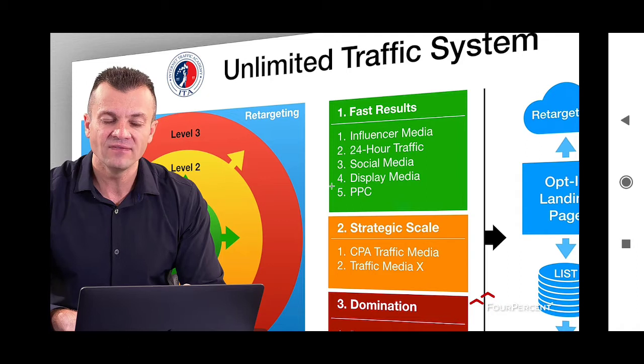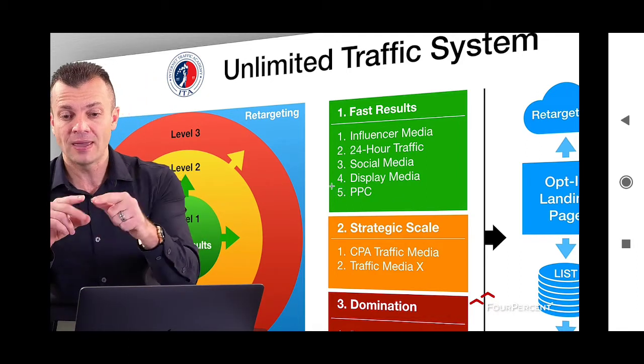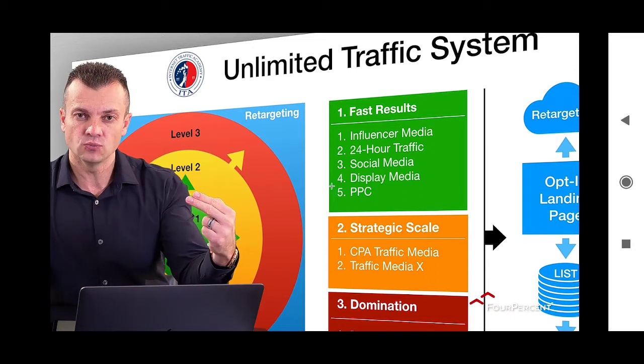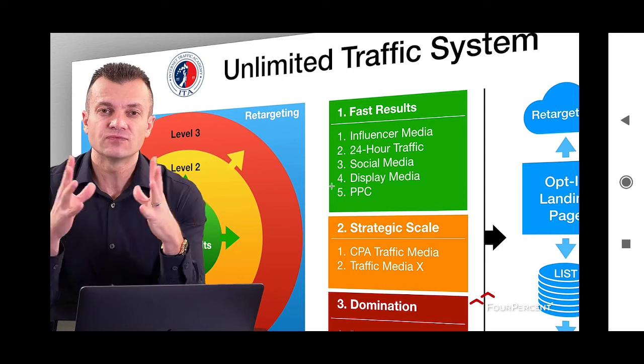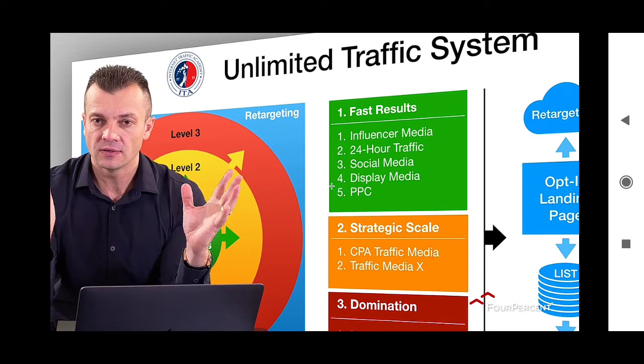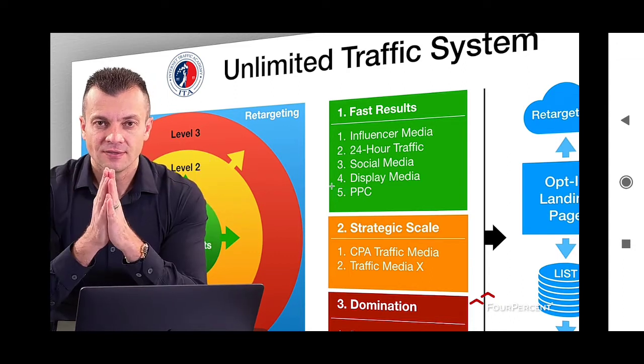And then number five is pay-per-click. We're talking about pay-per-click off of social media and pay-per-click off of Google networks. We're going to talk about that stuff as well. So these are fast results traffic, and this is level one. It's going to get you traffic on demand anytime you want. We're going to tap into each one of these as we progress. This gives you an idea.